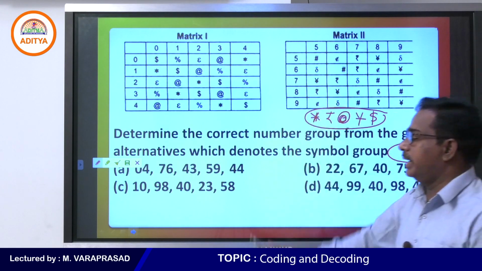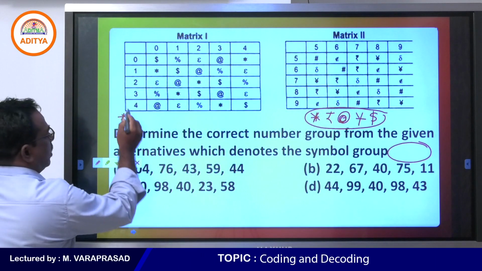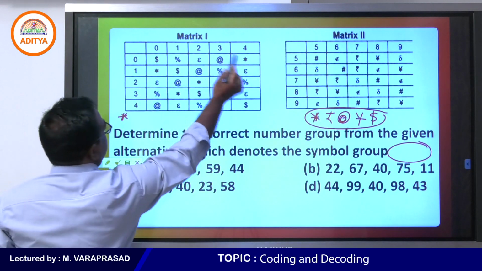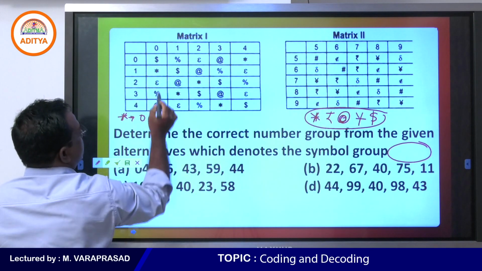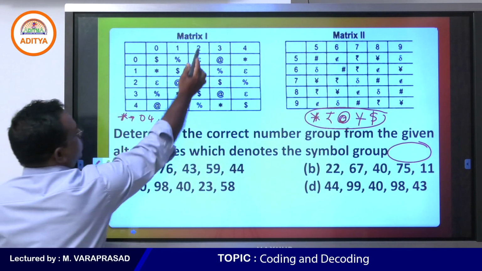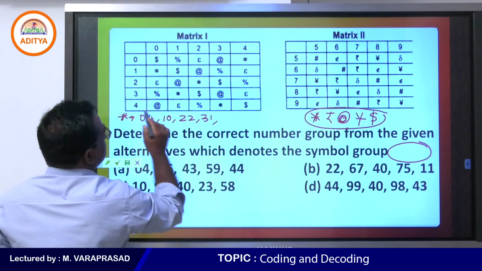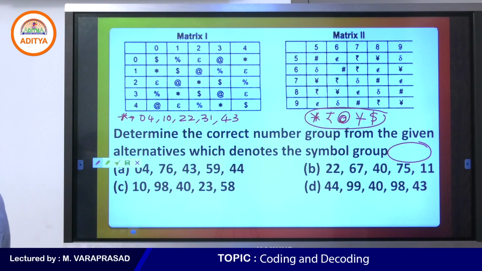By using this matrix. So star can be written in how many ways? You see, star can be written here, star is there. So 0 4 we can write, star means 0 4, 1 0 we can write, star is there here, 2 2 we can write, star is there, 3 1 we can write, 4 3 we can write. So star can be written in these ways.